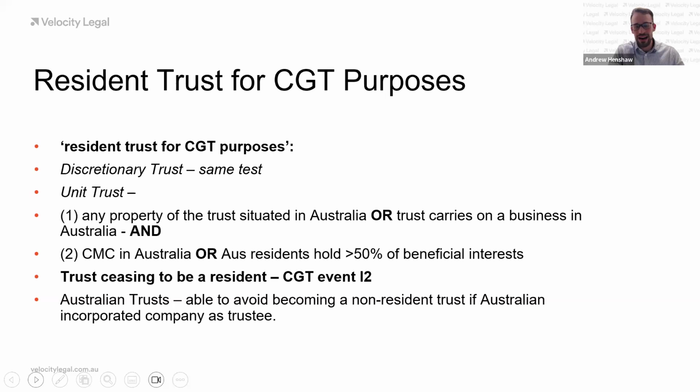I've had that come up where you've got individuals migrating to New Zealand with Australian discretionary trusts, for example. Maybe we want it to be a non-resident, maybe we want it to be a resident. And depending on your outcome to that, that might depend on what you do with the trustee. Yep.